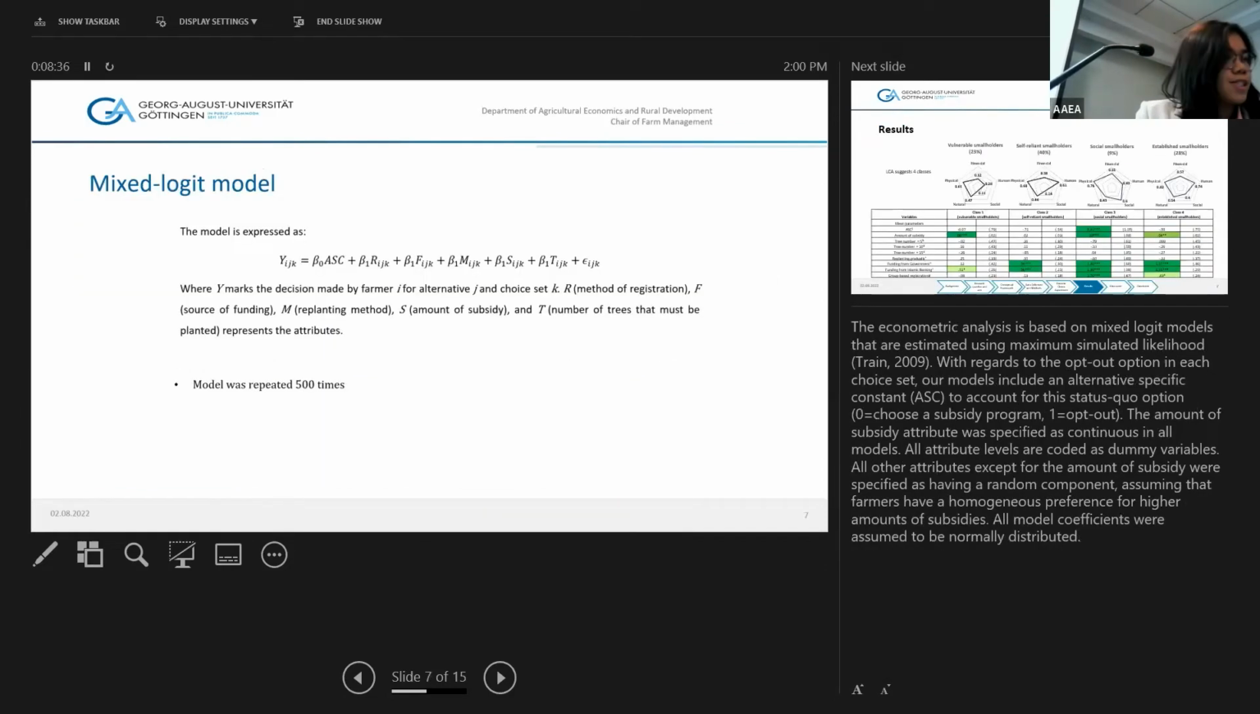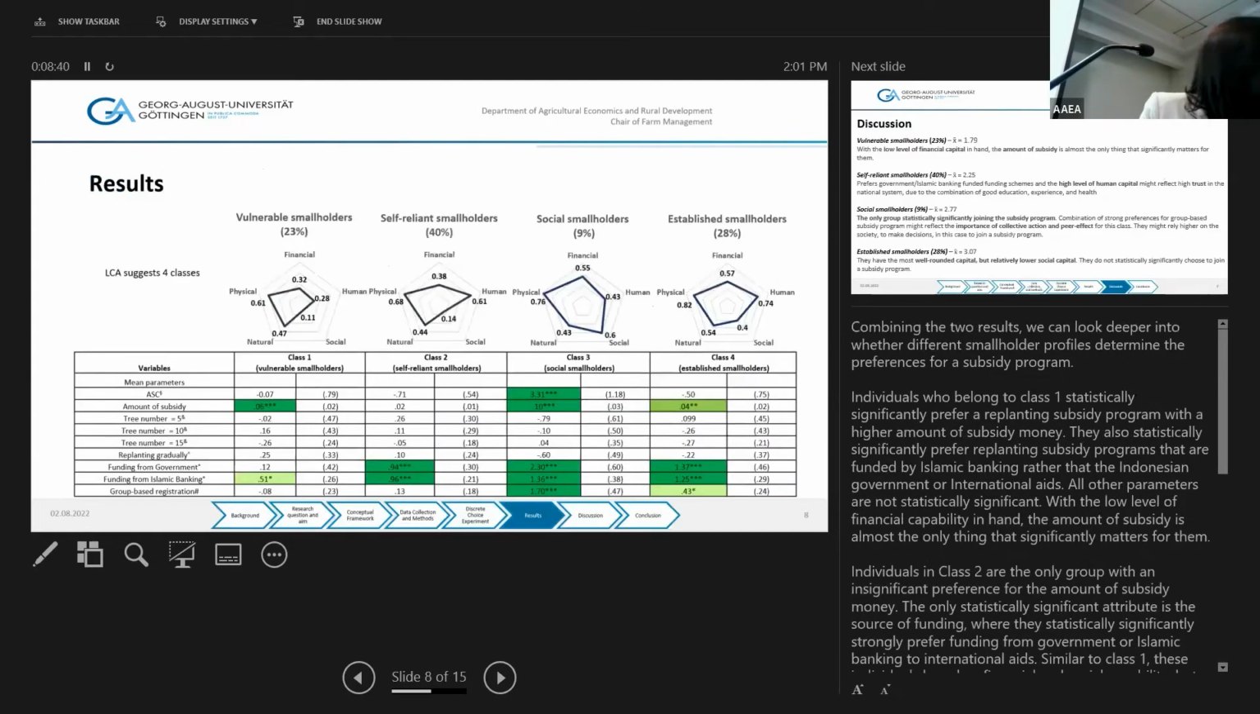So yeah, this is the mixed logit model. And here are the results. The top results were the results from the latent class analysis. As the first step, we wanted to know the heterogeneity based on the livelihood assets. The latent class analysis suggests that there are 4 classes within our respondents.